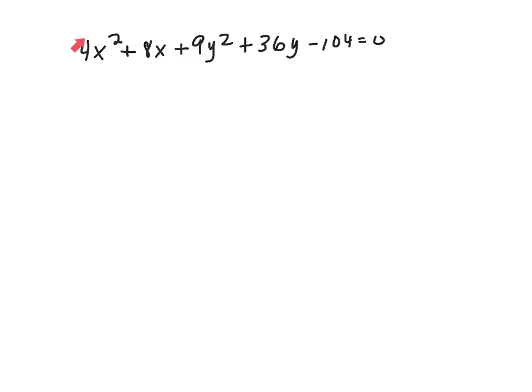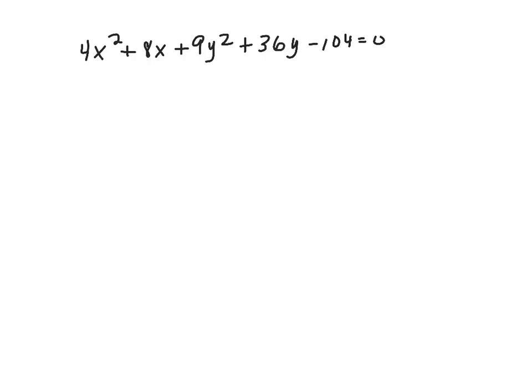The reason why I know it's an ellipse is because my x squared and my y squared, and notice I did put it in order with my x's together and my y's together, have different coefficients of 4 and 9, but they're both positive. When both coefficients are positive but different numbers, that means it's an ellipse. So to put it in standard form, you have to complete the square.